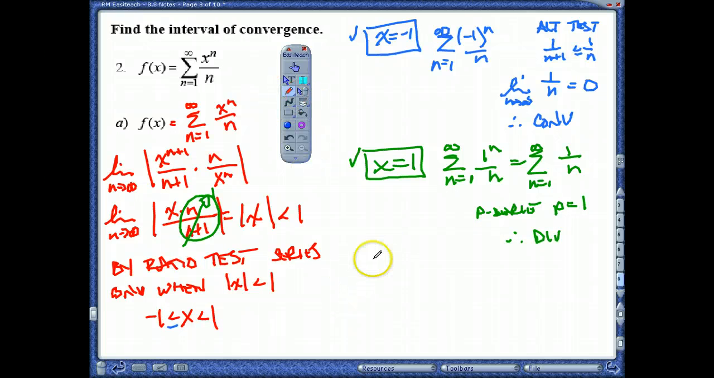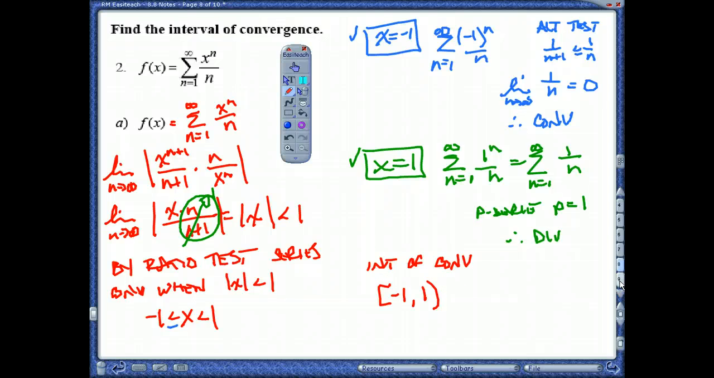So my interval of convergence is -1 to 1. Okay. If they ask me for the radius, my radius would be 1 because I'm going out 1 in each direction. But for interval of convergence, make sure you are testing those endpoints.